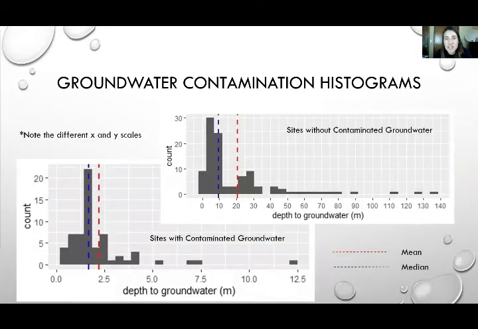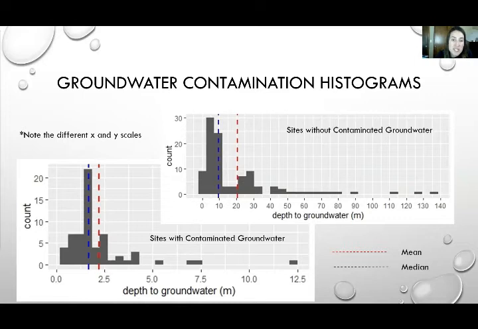So let's take a look at that data in a different way. So this is changing that data into a histogram. Now you can see on the x-axis we have our depth to groundwater in meters. Larger numbers mean that you're going further down into your soil profile, and smaller numbers mean more shallow groundwater levels. The graph on the top there, those are sites without contaminated groundwater. And the graph on the lower portion there, that's sites with contaminated groundwater.